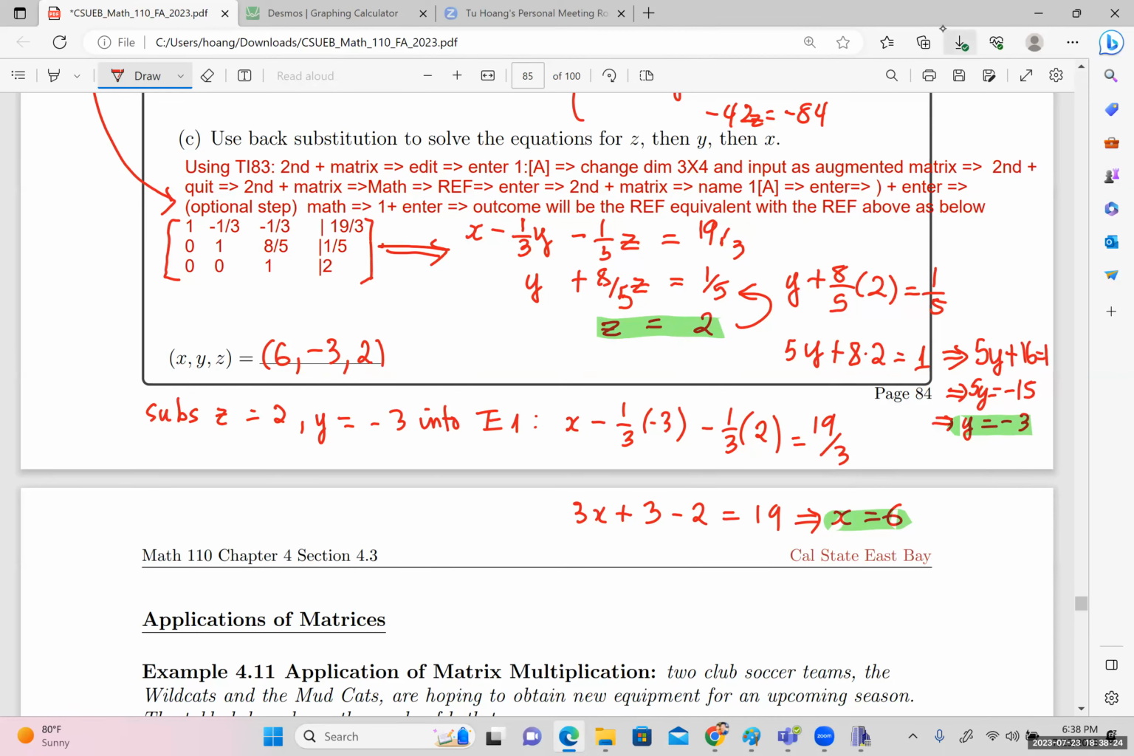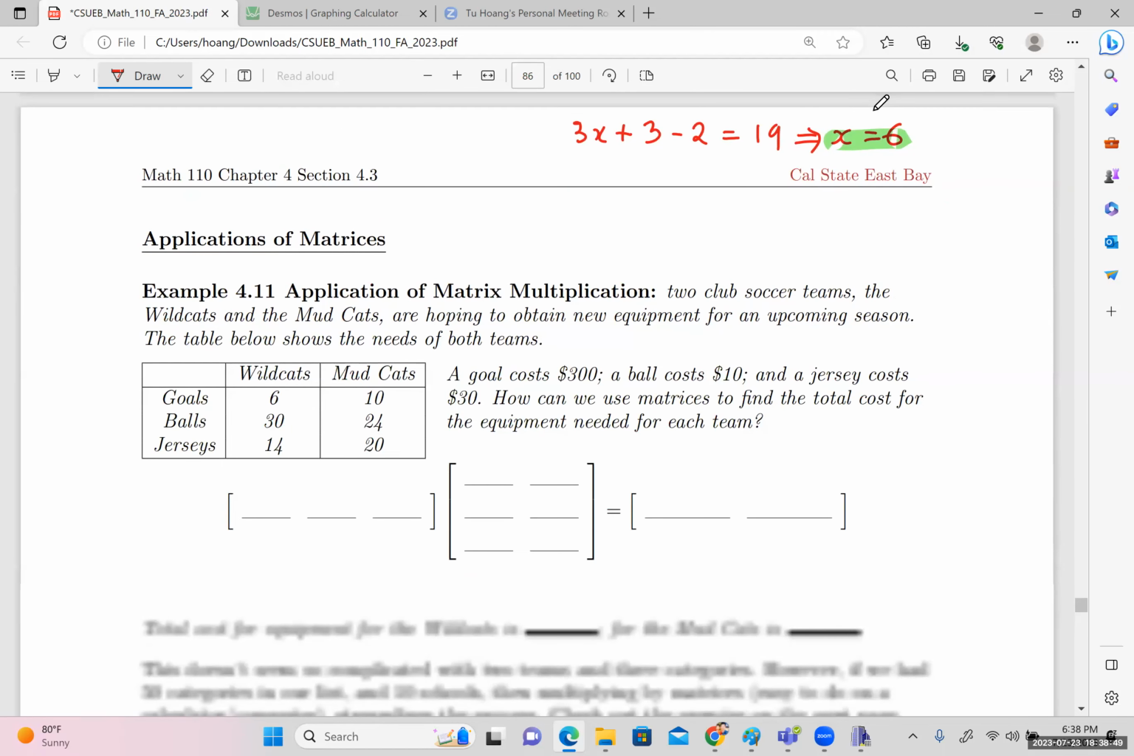All right, so that is a way to solve the matrix by REF, row echelon form, and then back substitute, right? Okay, so we're going to have application of matrix. Let's move on.